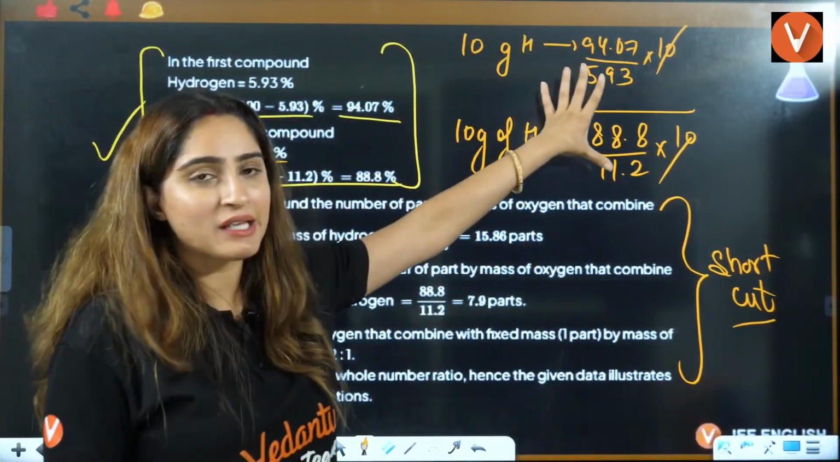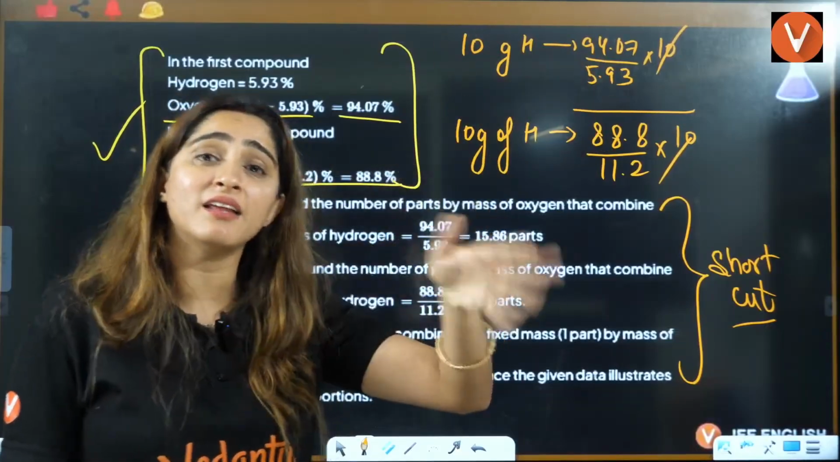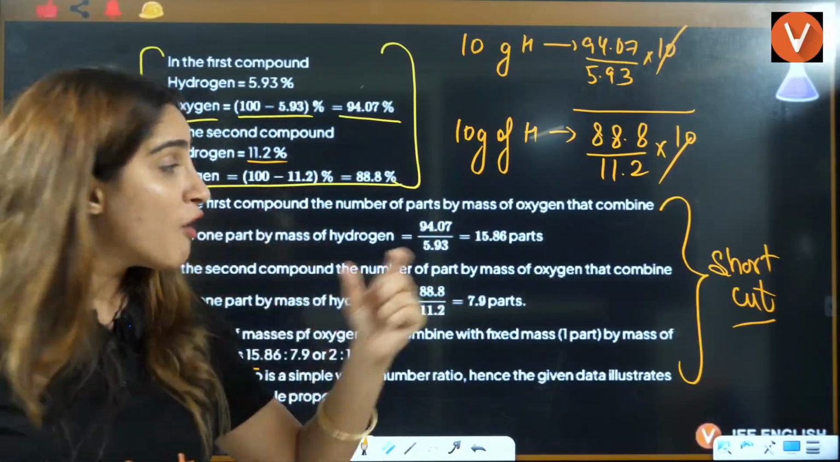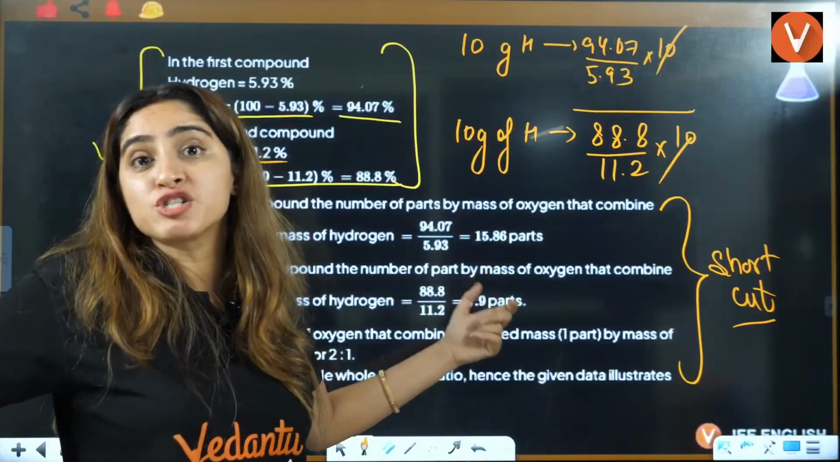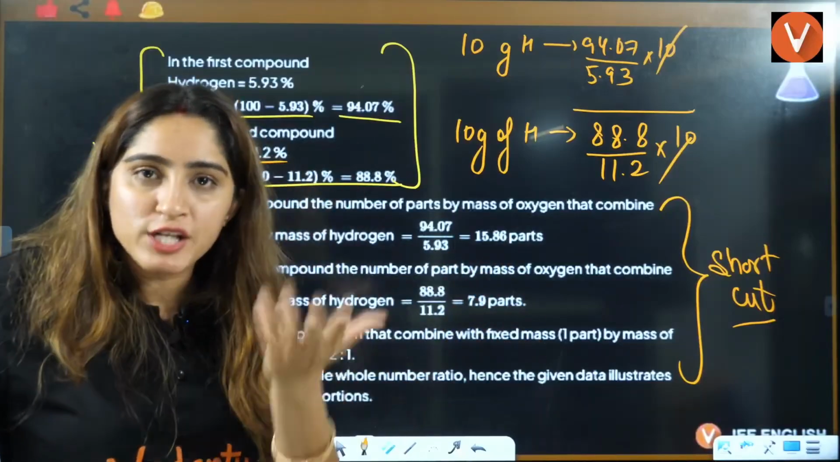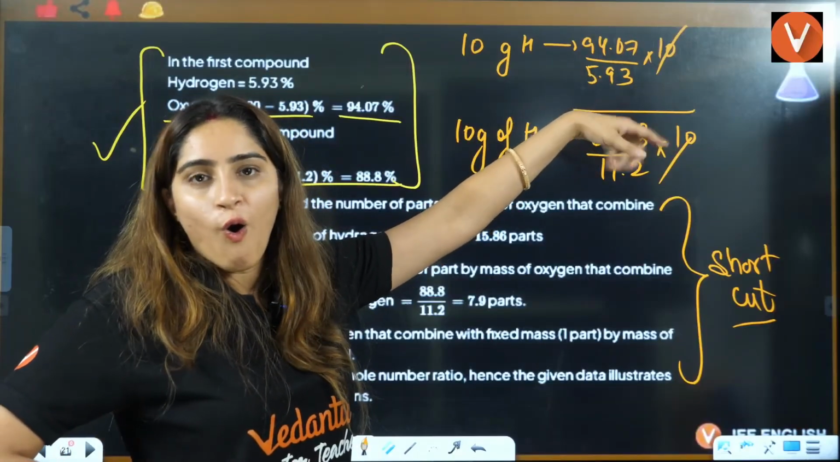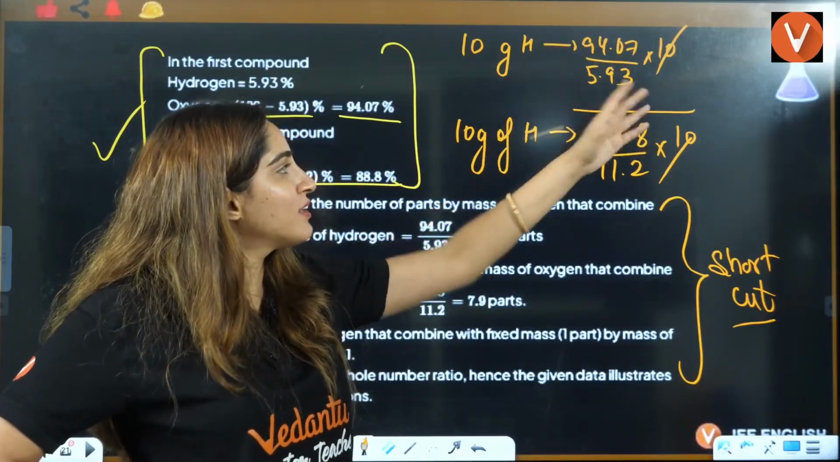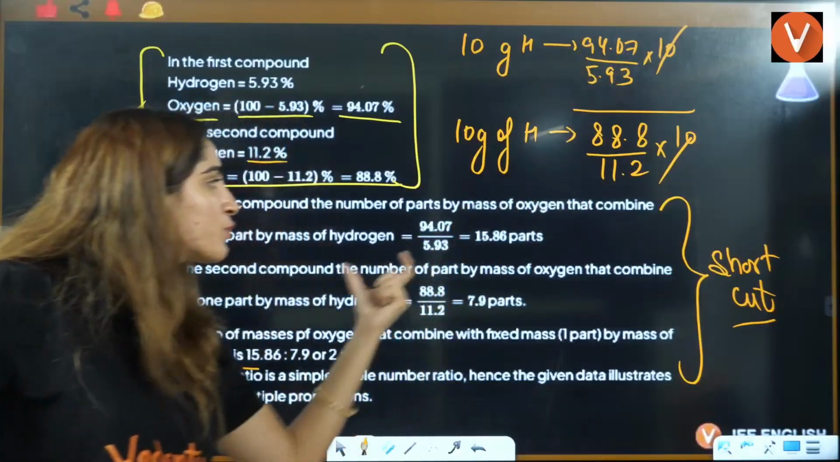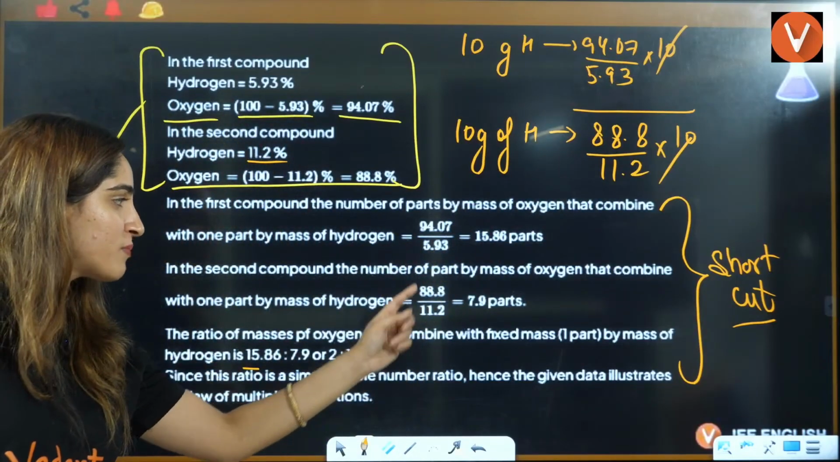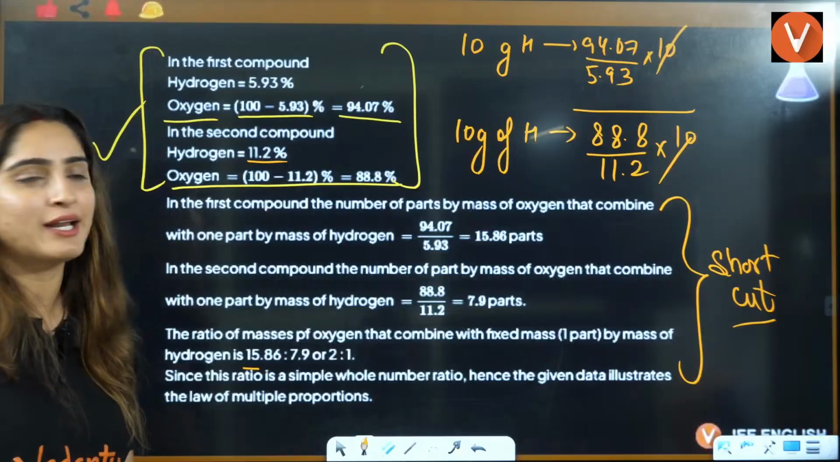This is the unitary method. You first apply it, you fix any ratio. Because see, why can the shortcut be applied here? Because eventually the mass of hydrogen will cancel out. All you have to do is take oxygen by this ratio. Here also we are doing the same thing, oxygen by hydrogen. Taking the ratio, we are getting the same thing.